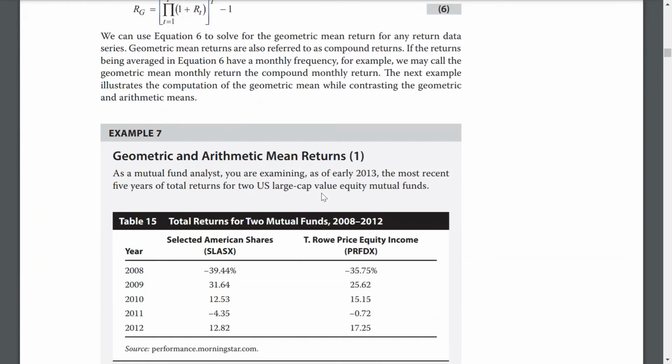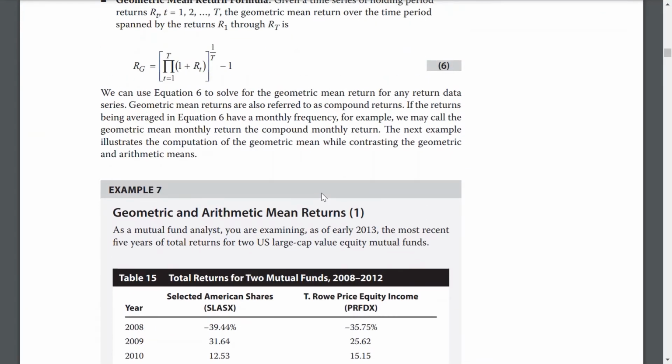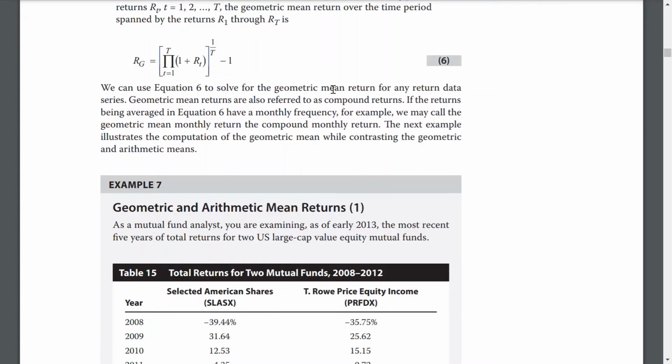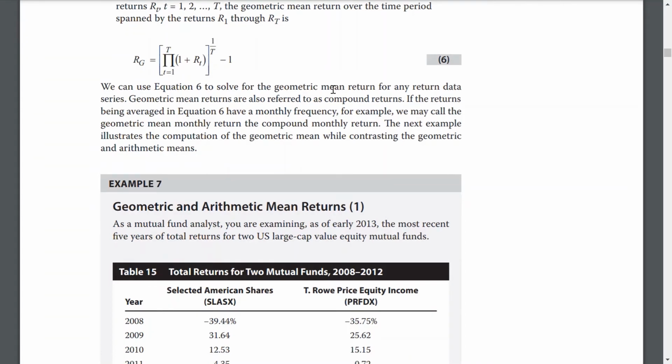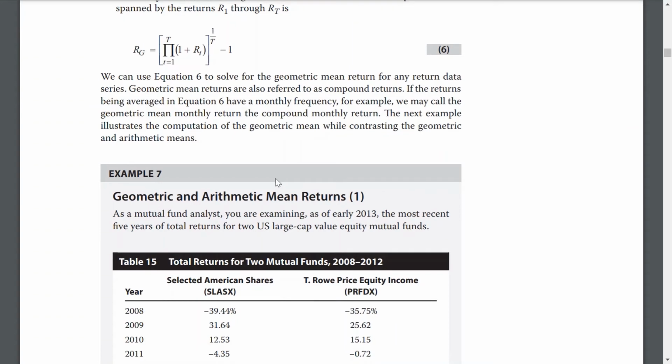We could use equation 7, which is equation 6, the geometric mean formula, to solve for the geometric mean return for any return data series. Geometric mean returns are also referred to as the compound rate, or the compound return. If the returns being averaged in equation 6 have a monthly frequency, for example, we can call the geometric mean monthly returns by compounding monthly returns.